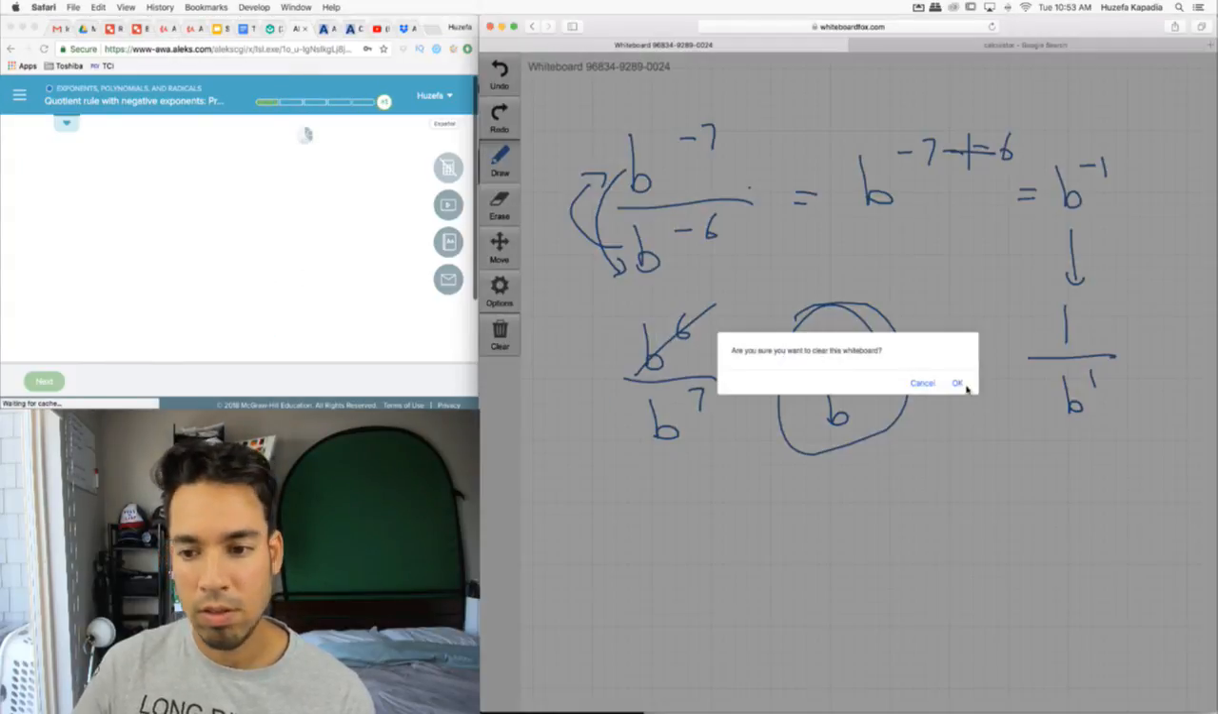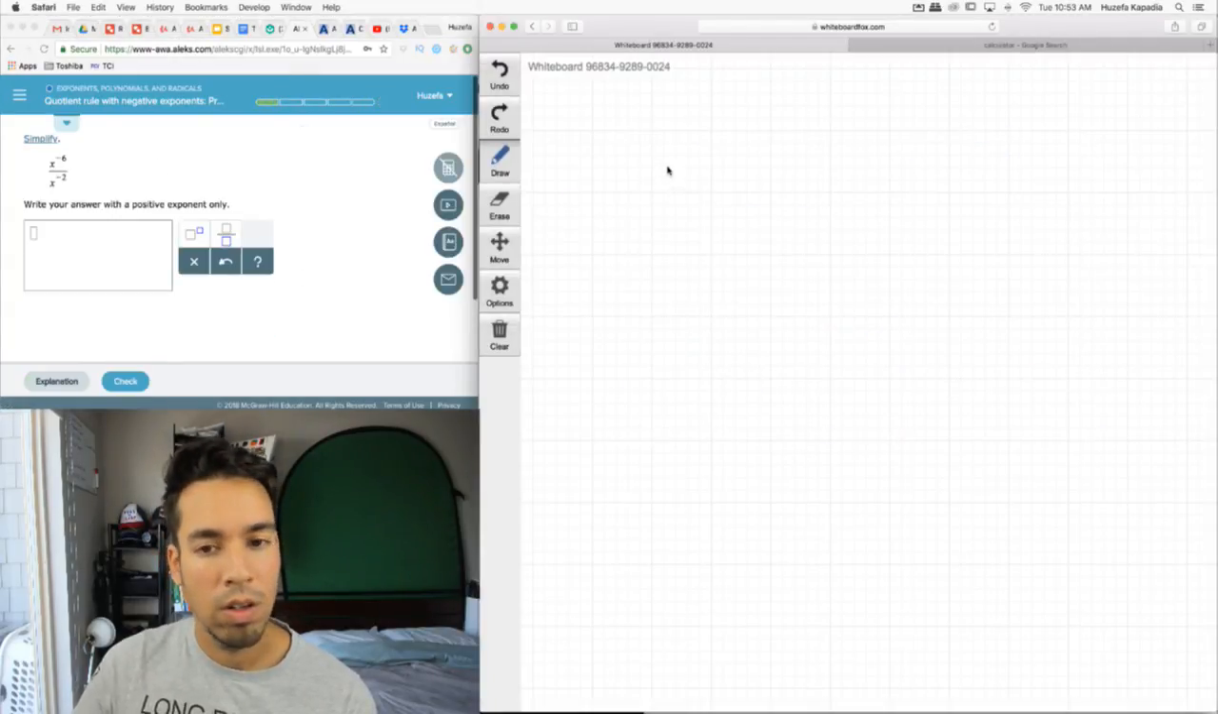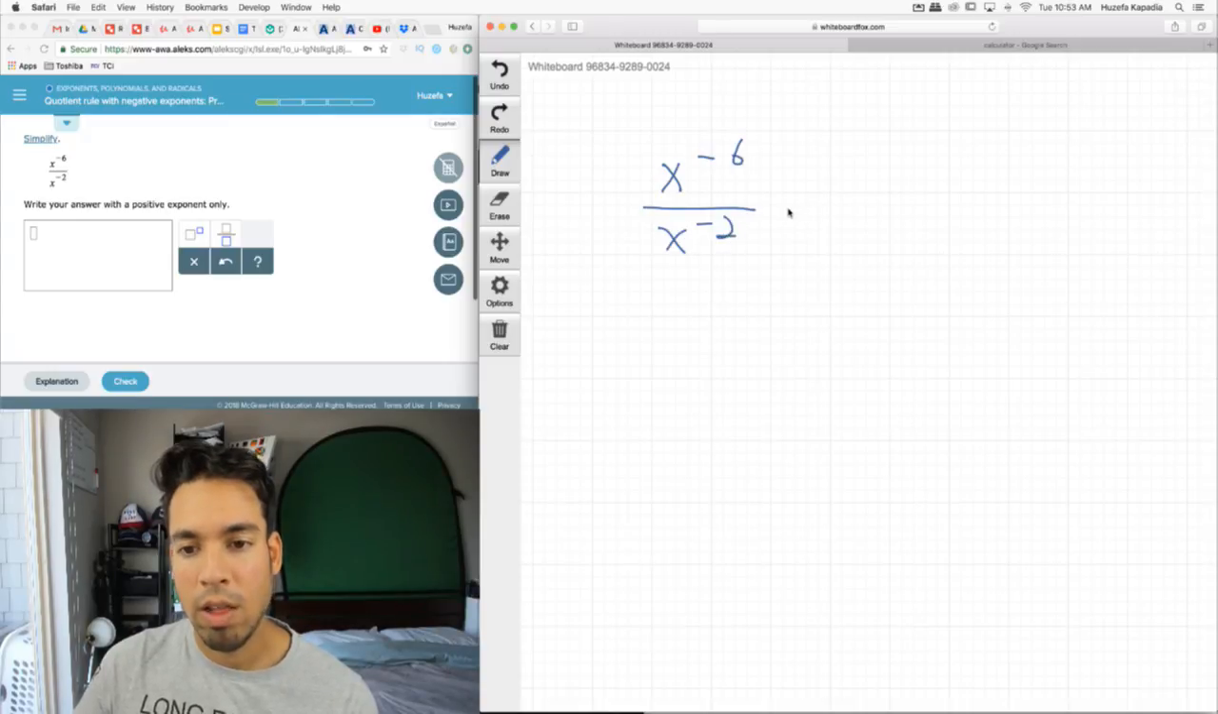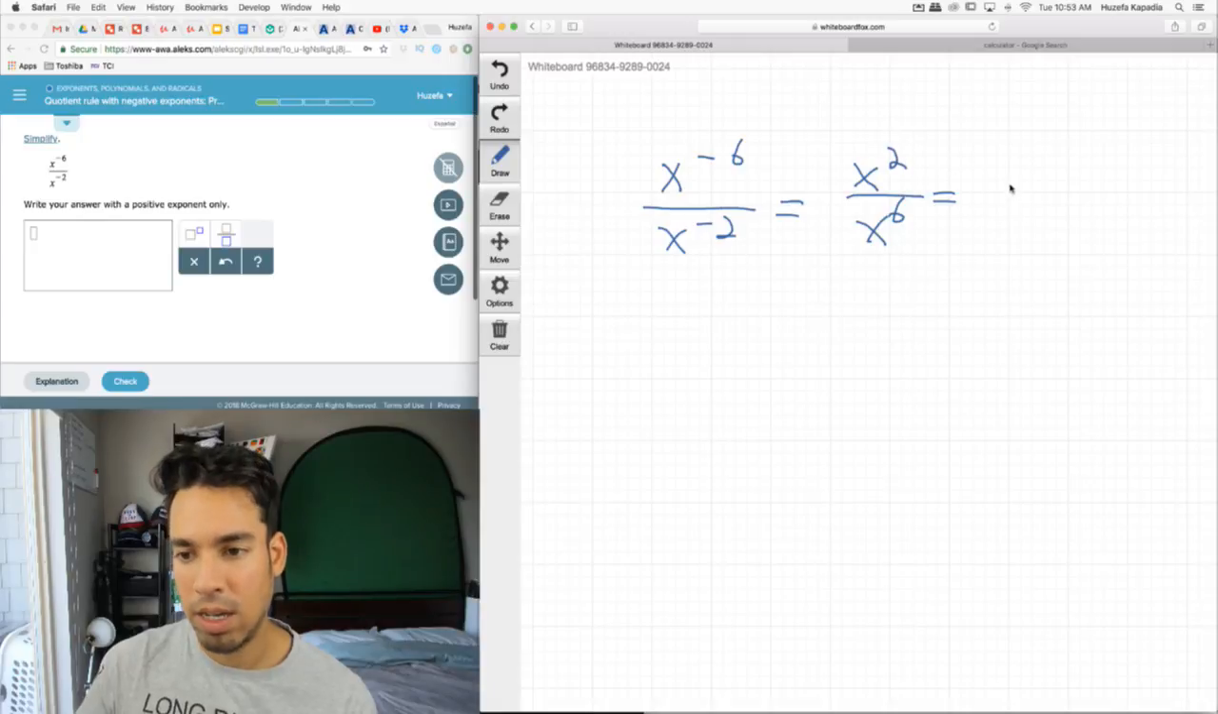Okay, next. x to the -6 over x to the -2. So let's flip these, and we get x squared over x to the 6th. And then now we're going to subtract, kind of, right? So 6 minus 2 is 4. This one's completely gone, so we have 1 over x to the 4th. And there we go.